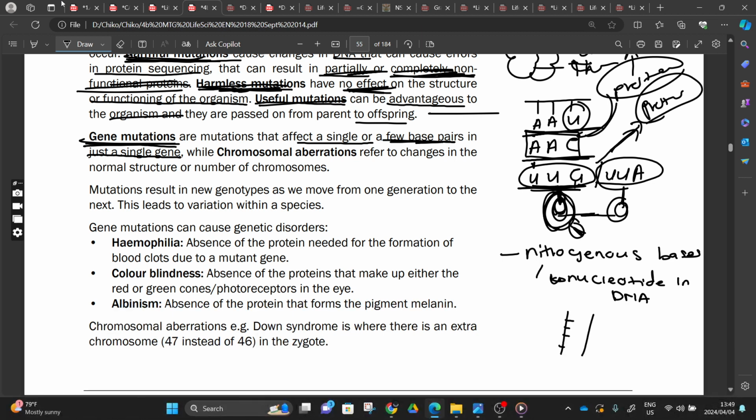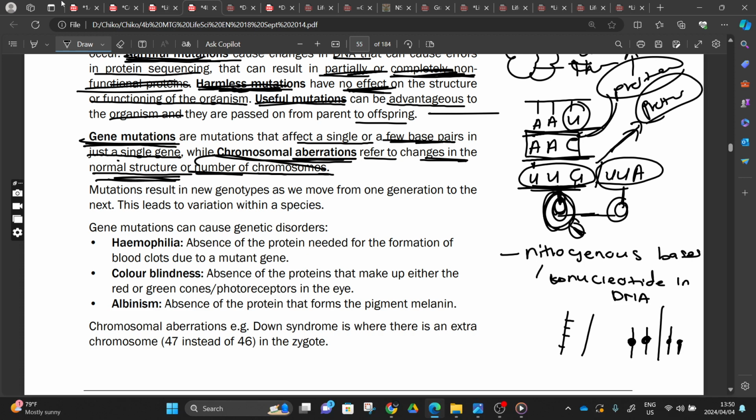It's different from a chromosomal mutation or a chromosomal aberration, which refers to changes in the normal structure or the numbers of chromosomes, right? I did an example and I showed you that they refer to changes in the normal structure. So it means that pair number one, we know it's like this, but if they bring you something like this, it means that the mutation happened.